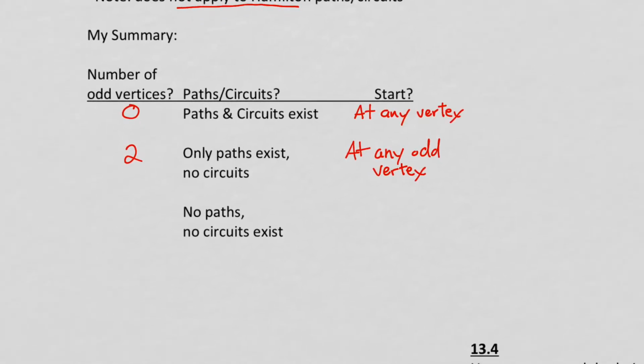Now, if you have three or more odd vertices, then basically there is no Euler path or Euler circuit that exists. So basically, you won't be able to draw the graph. Okay, it's not going to be possible.